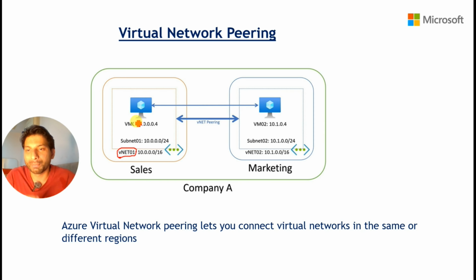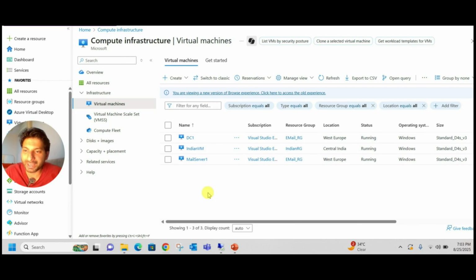But when it comes to a different VNet, VNet 02, if the resources in VNet 01 and VNet 02 have to communicate with each other securely, then we have to enable peering. How to enable peering, and what the different types of peering are, all that we will be seeing in this video. In my lab environment, I have 3 virtual machines: DC1, Indian VM and Mail Server 1.